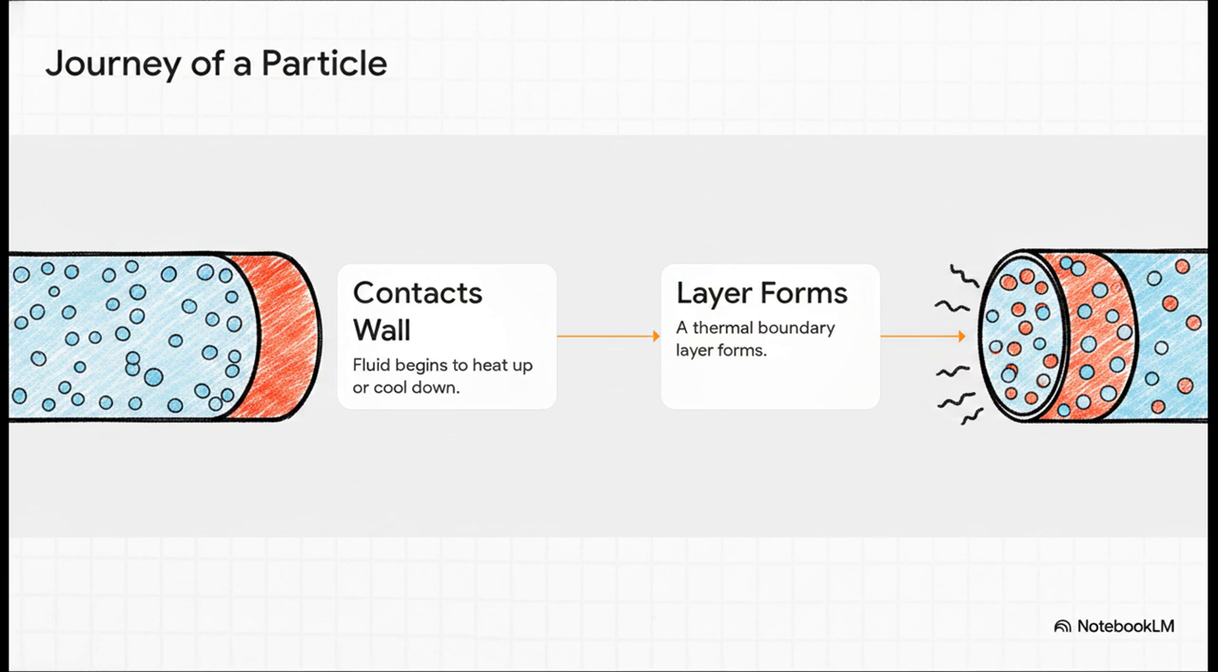As soon as our particle and all its friends hit that wall, a reaction kicks off. The fluid starts heating up or cooling down to match that wall temperature. This interaction drives convective heat transfer, which builds what we call a thermal boundary layer. As the fluid keeps cruising down the tube, that boundary layer gets thicker and thicker, pushing inward, until eventually the whole entire tube feels the effect of that temperature change.